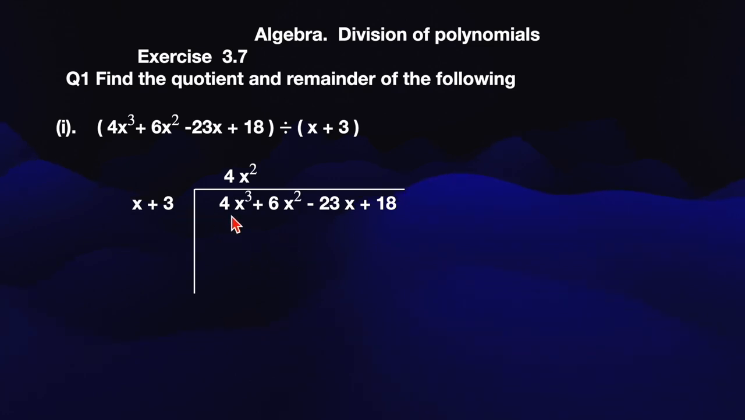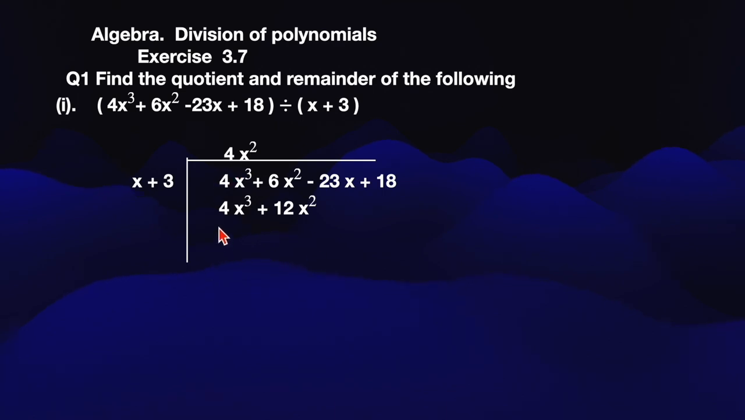Okay. So here is the first term and this is the first term. The first step we are going to do is divide 4x cube by x. What do you get? We get 4x square. Okay, write it on the top like this and multiply with this divisor. So if you multiply 4x square by x plus 3, we get 4x cube plus 12x square. Write it down. See here I have written it. 4x cube plus 12x square.